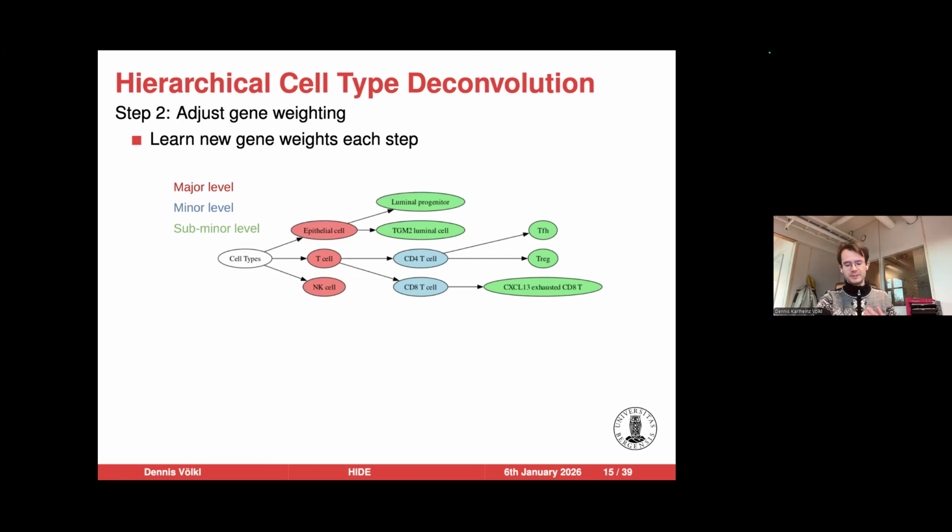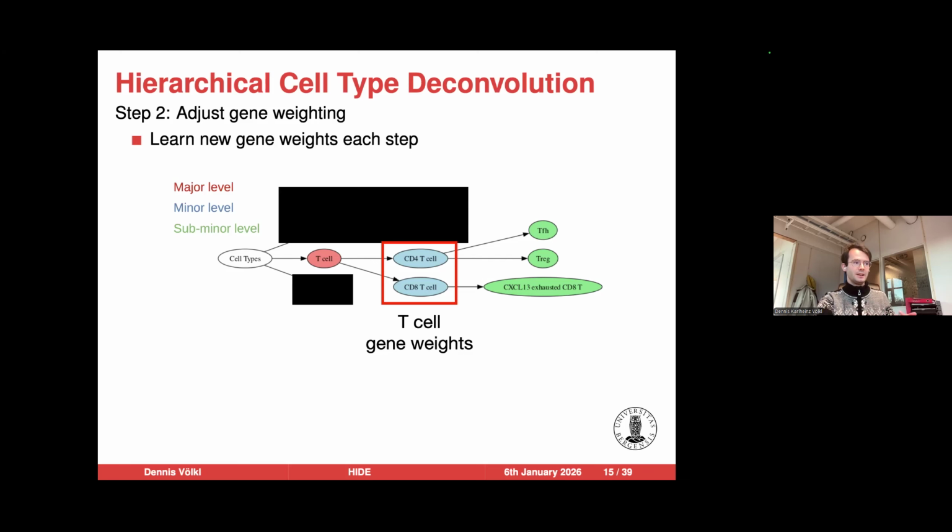And on these residual bulks, as we call them, we now learn gene weights specifically for the child cell types of the respective parent cell type, which then allows the model to focus especially on genes that are necessary to distinguish between these related cell types, but aren't really necessary to distinguish between T cells and epithelial cells.